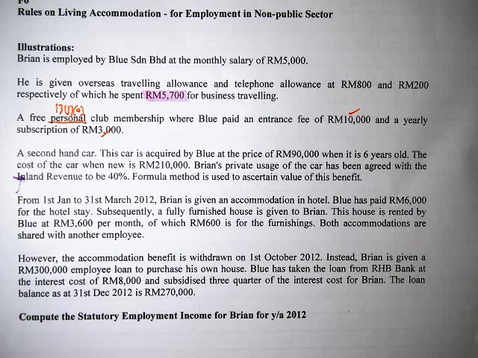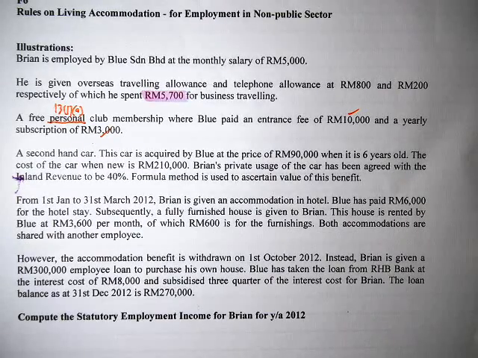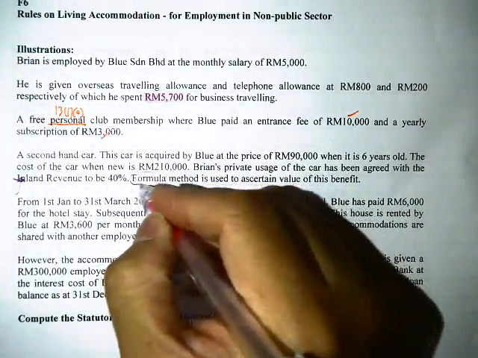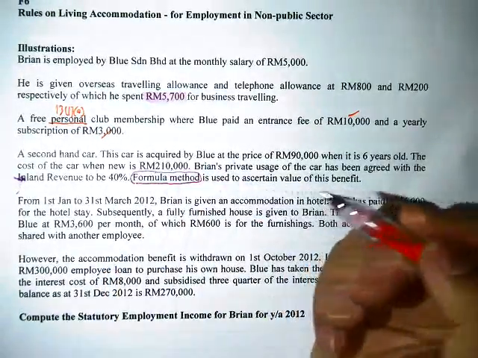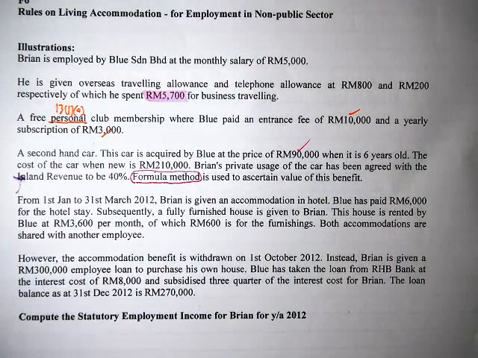There is a second-hand car which is acquired by Blue at a price of 90,000 when it is 6 years old. Cost of the car when new is 210,000. The private usage is agreed to be 40%, and the formula method is used to ascertain the value of the benefit. Now you're going to use the formula. The formula should apply the actual cost. You're not going to see the table, okay?